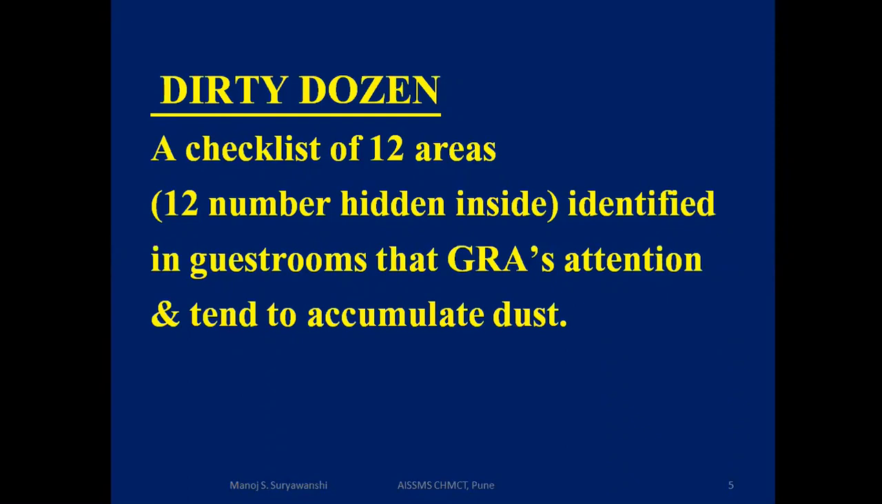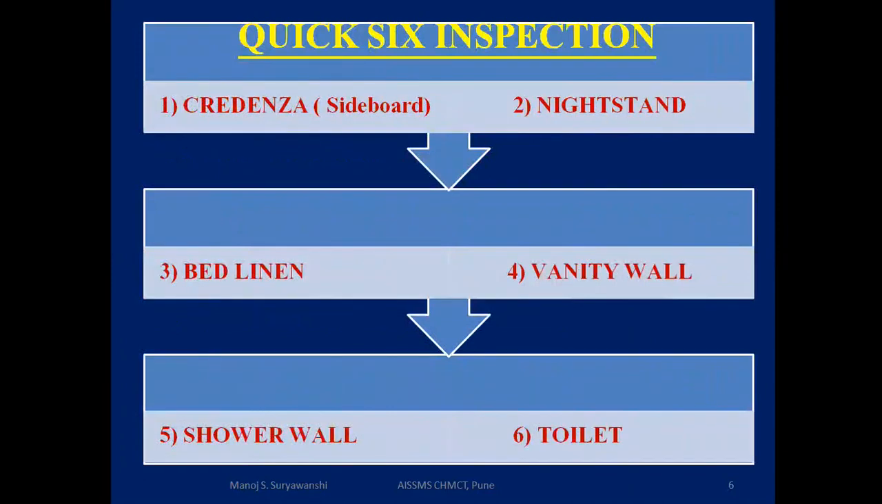those areas where dust can accumulate for a longer period of time, which are not visible directly, but may accumulate a lot of dust on a regular basis. So that's why it is called dirty dozen. So there are 12 areas which are hidden.